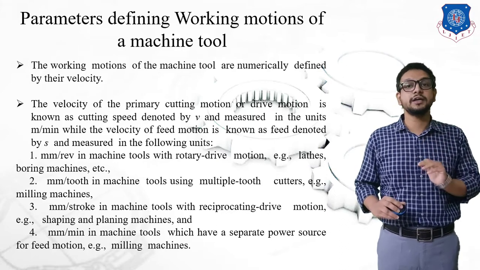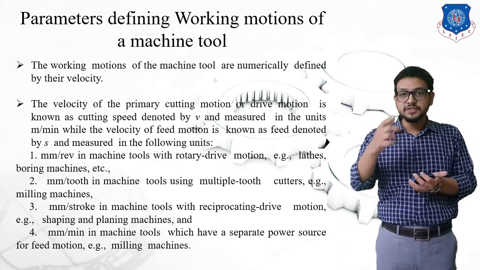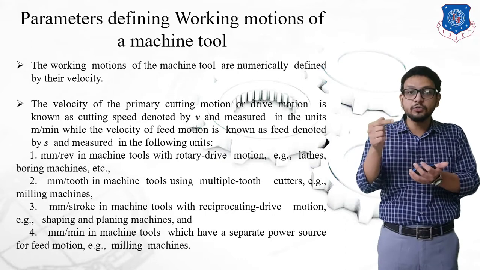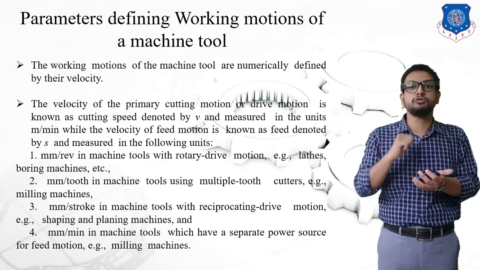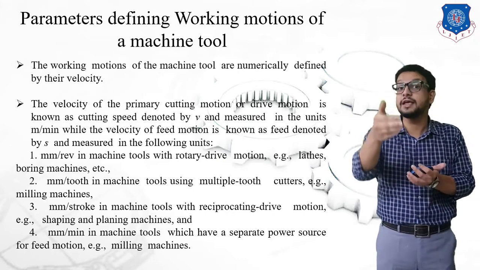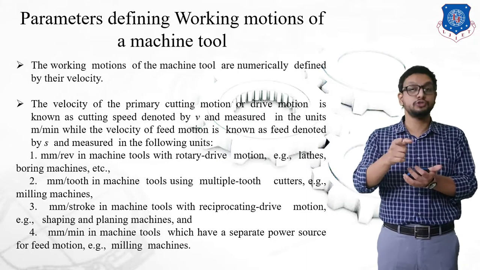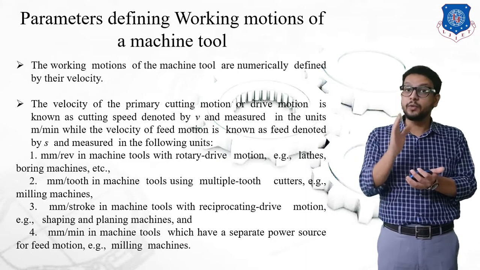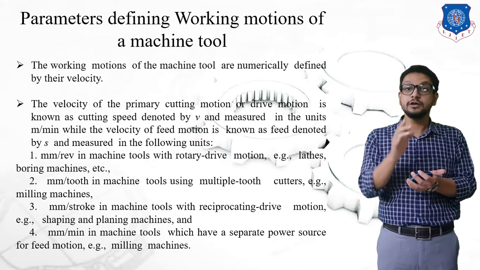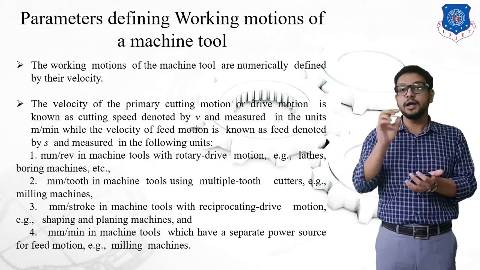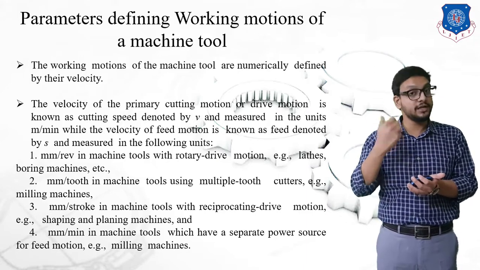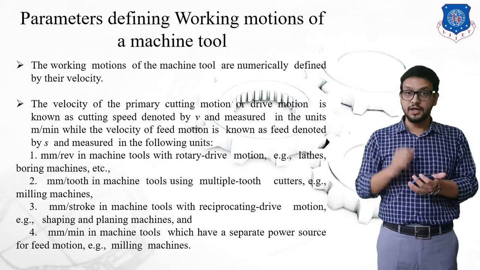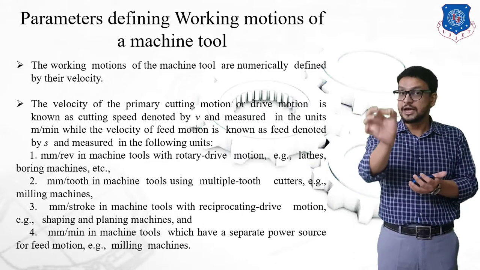So what does this indicate? It means that we need to displace the cutting tool by 5 mm in one revolution, or by 3 mm in one revolution. And this can be done when the primary cutting motion is a rotary motion, remember. In which machines? We would say in a lathe machine and boring machine. Mm per revolution is the first type of unit.